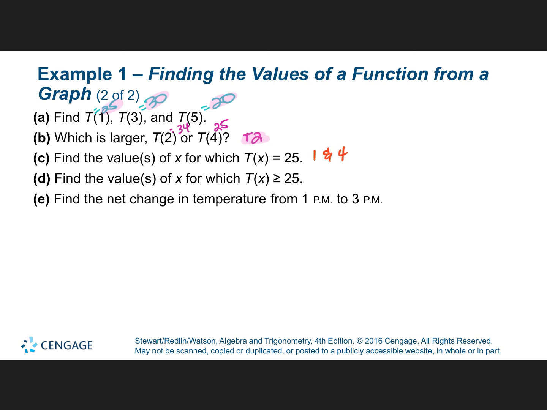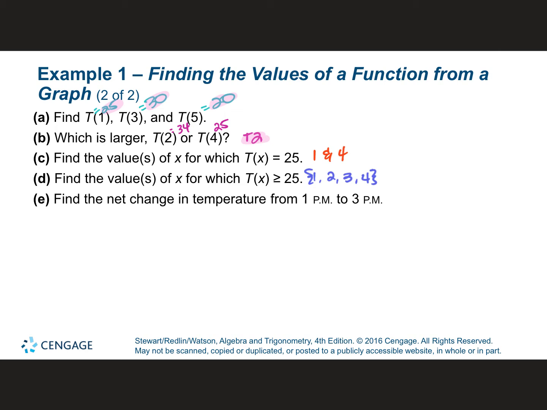Okay. For your next one, example D, it tells you to find the value or values of x for which t of x is greater than or equal to 25. So anything from 25 and up, what are the y values? So you'll see, so 1, 2, 3, and 4. You can give these as a set also, like we just did for this one.